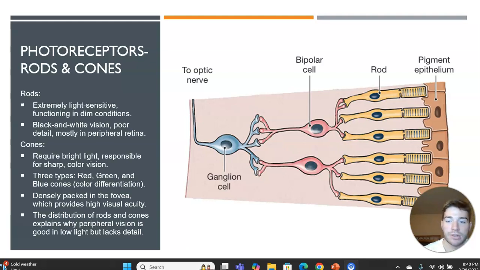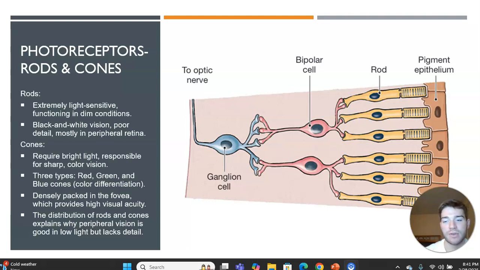Cones, on the other hand, require bright light, but they give us detailed vision, and they allow us to see colors. There are three types of cones: red, green, and blue, and these three types of cones allow us to see the entire color spectrum that humans can see. A fun fact about this is colorblind people actually lack one of these types of cones, and then they can't see that specific color, or that spectrum of colors that other humans who have that cone can see.